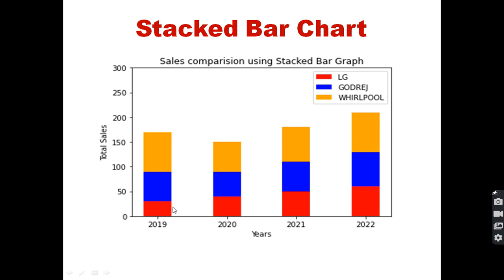In this bar, there are three colors. Red color represents the LG refrigerator sales. Blue color represents the Godrej refrigerator sales. Orange color represents the Whirlpool refrigerator sales.